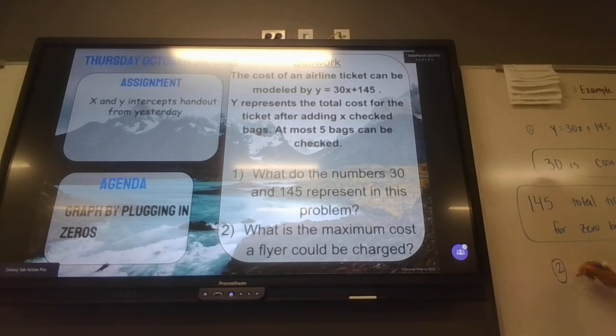Number 2, max price. They don't let you bring 1,000,000 bags when you go on the airplane. They limit it. What is the limit? It says at most 5 bags can be checked. So I'll wait a minute. You guys calculate, if we were to put 5 in the table, plug 5 into the equation and say how much the price would be. You can grab a calculator if you don't have one.